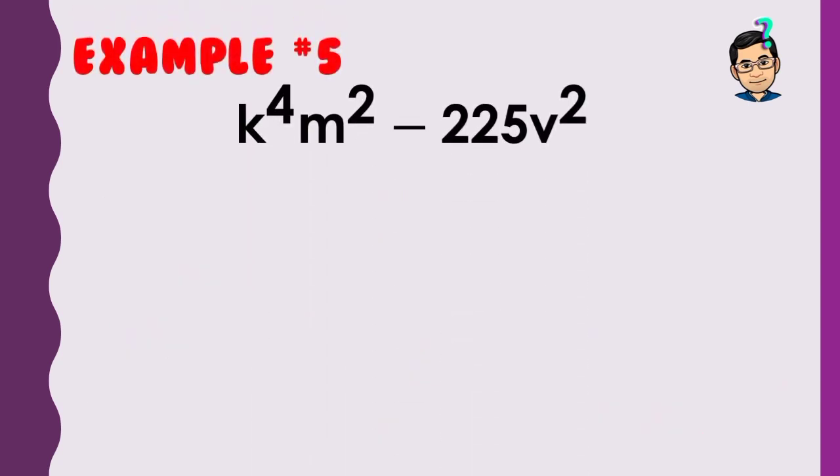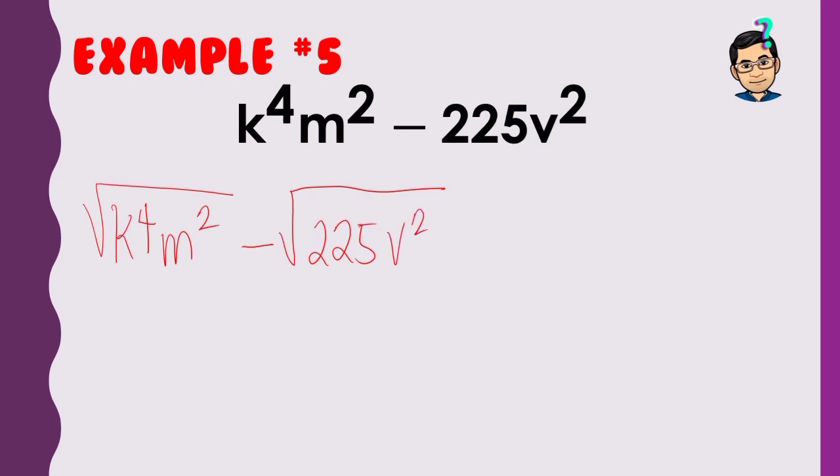k to the fourth power m squared minus 225v squared. So, mapapansin nyo yung unang term natin, dalawa na yung variable. And then, yung sa last term natin, isa lang. So, ang mangyayari doon, ganun pa rin. So, square root of k to the fourth power m squared minus the square root of 225v squared. So, una muna tayo sa k to the fourth power. So, ang square root ng k to the fourth power is k squared. And then, sa m squared naman, m lang.